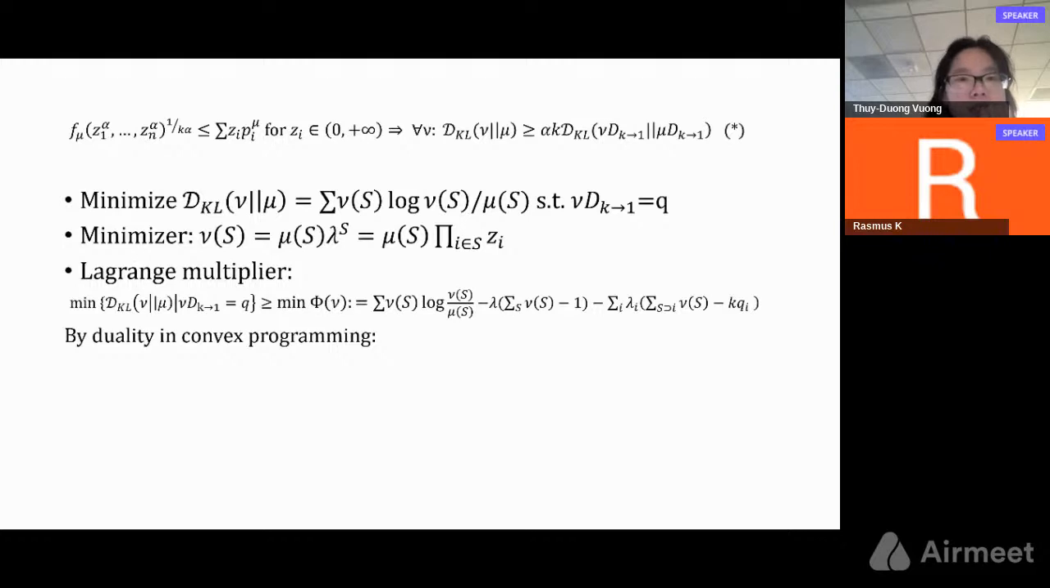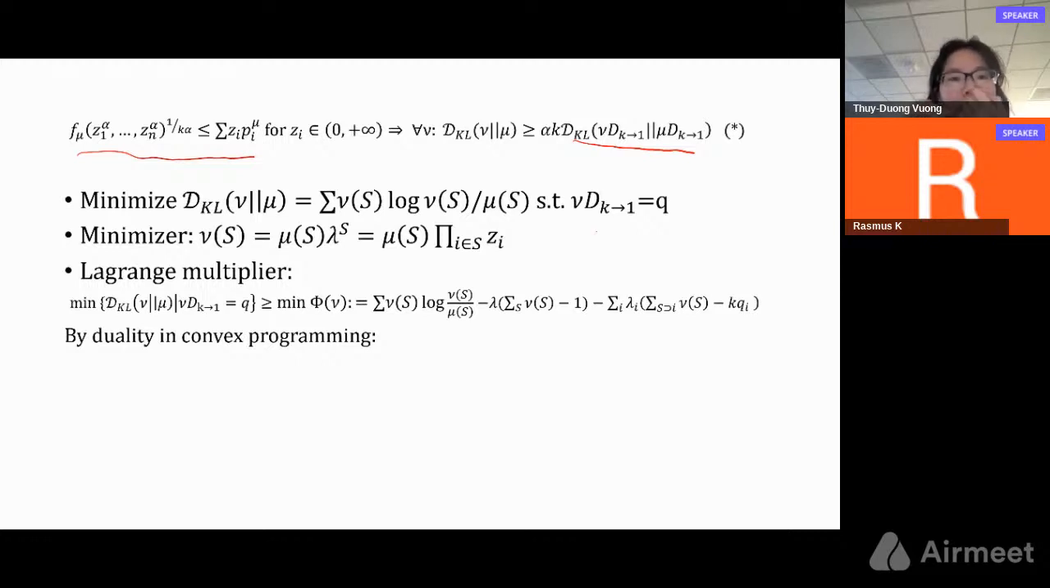Okay, so we want to show why this tangential inequality implies this entropy contraction of the K to 1 operator. The way to go is first we fix the right hand side of the equation here. We fix ν D_K to 1 at some vector q, right? And now we want to minimize the left hand side, subject to this condition.